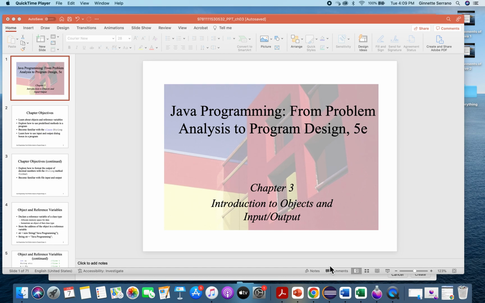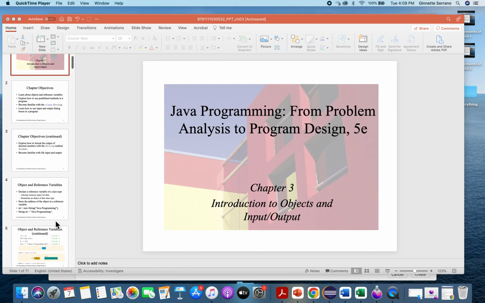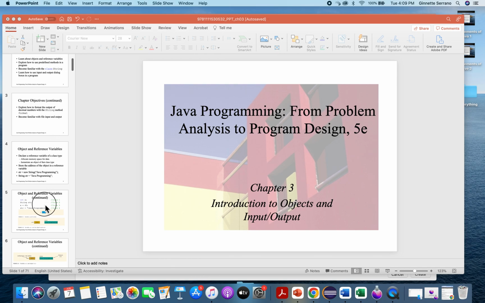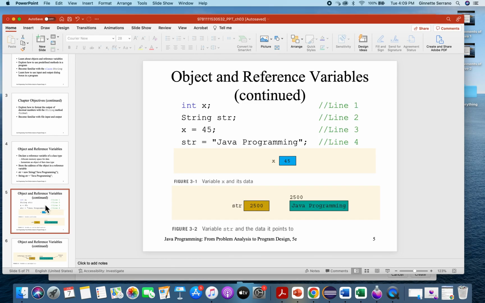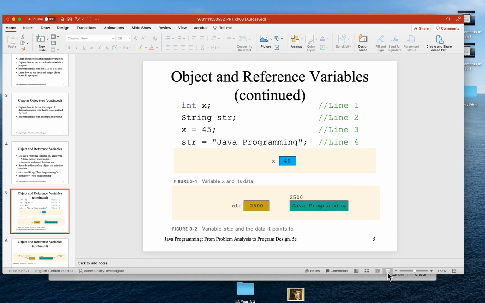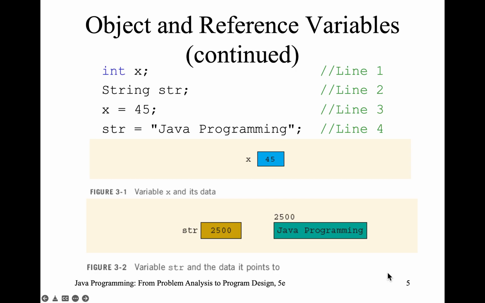I'm going to be using the PowerPoint presentation today, which you can find under Assignment 0 on eCampus, all the way to the bottom of Assignment 0. So I'm actually not going to go through every single slide, but I'm going to start here with slide 5. And the first thing that your chapter introduces is object and reference variables.